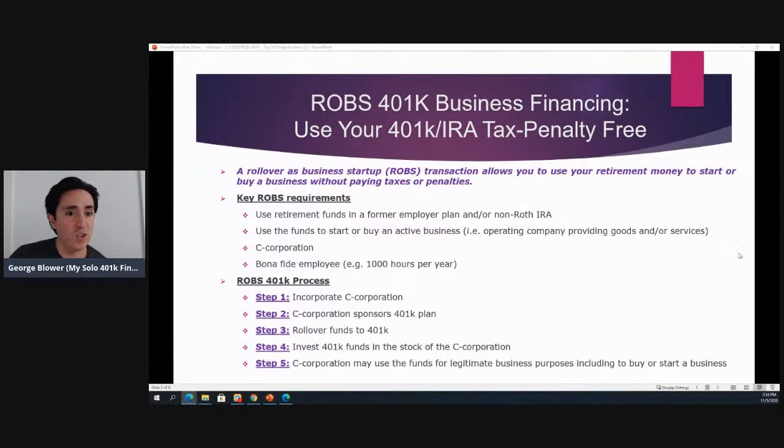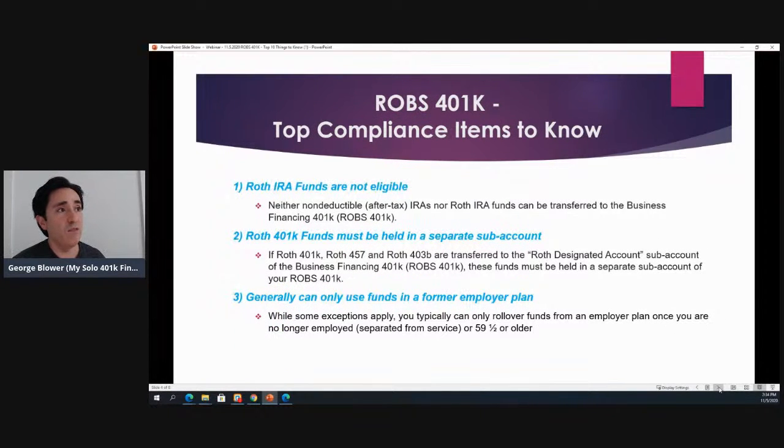So that's really, in a nutshell, what's involved with a ROBS transaction. Now let's dive in. And again, I would encourage you to ask questions, and we'll get these questions answered as we go through this. The first top compliance item to know is that Roth IRA funds are not eligible. If you have money that's in a Roth IRA, you can't roll it over to any type of 401k, including a ROBS 401k, so you can't use those funds through the ROBS 401k. Of course, you could take a distribution and use them however you see fit, including investing in your own business. But you're not going to be able to roll them over to a ROBS.